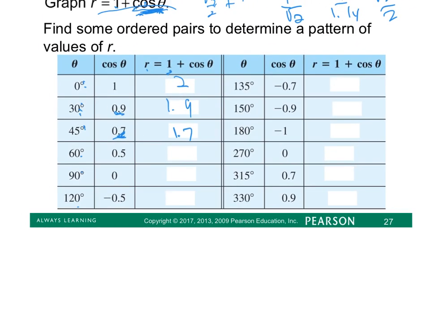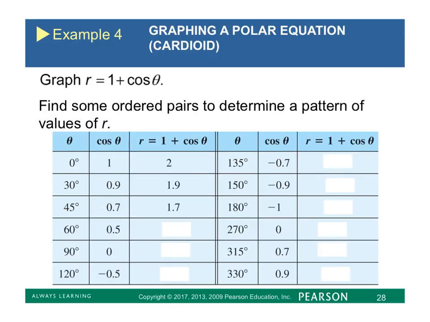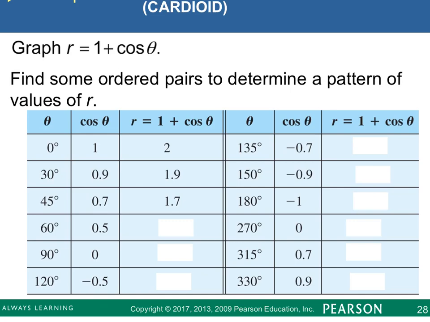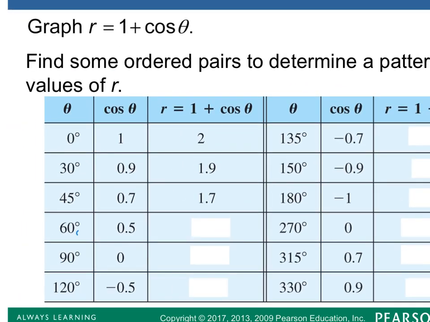I gave you some answers coming up. Oh, it's the same answers I just gave you. Let's do a couple more. Let's do 60. Cosine of 60 is 1 half. 1 half is 0.5. That's 1.5. 90. Cosine of 90 is 0. 0 plus 1. Okay, so that's not too bad.